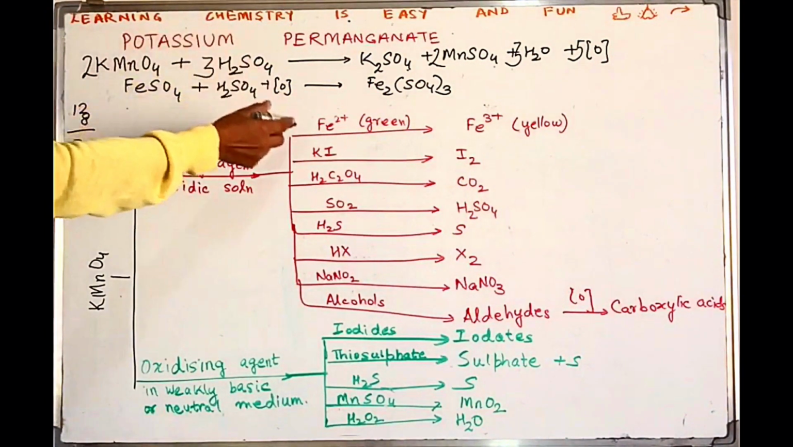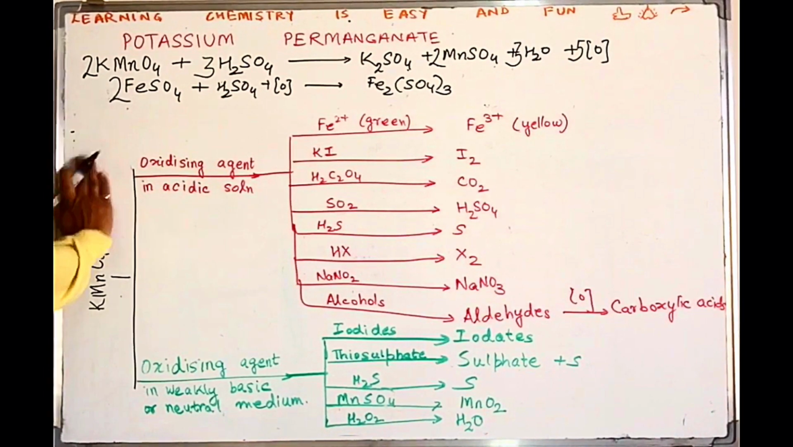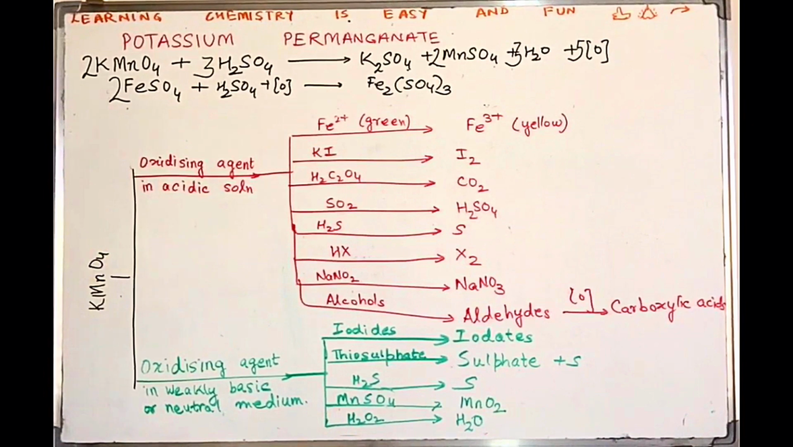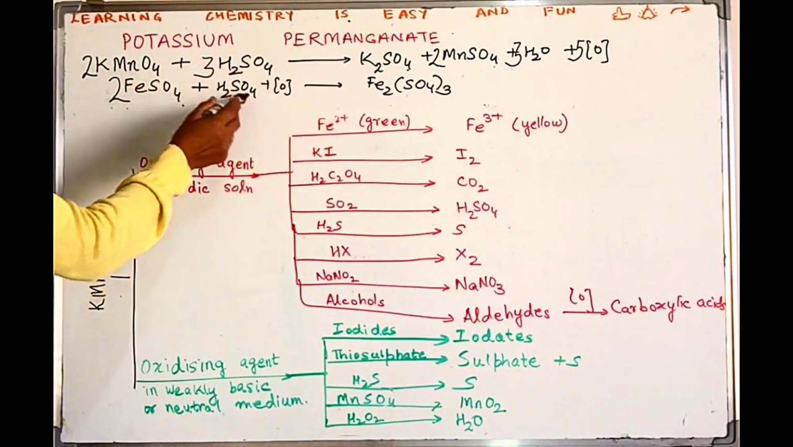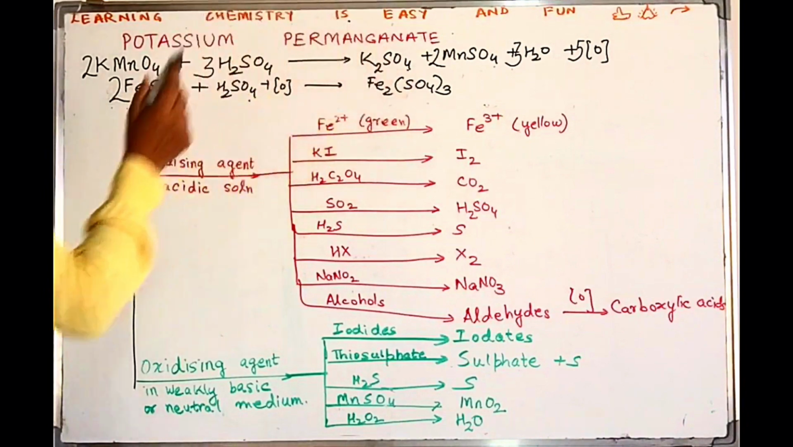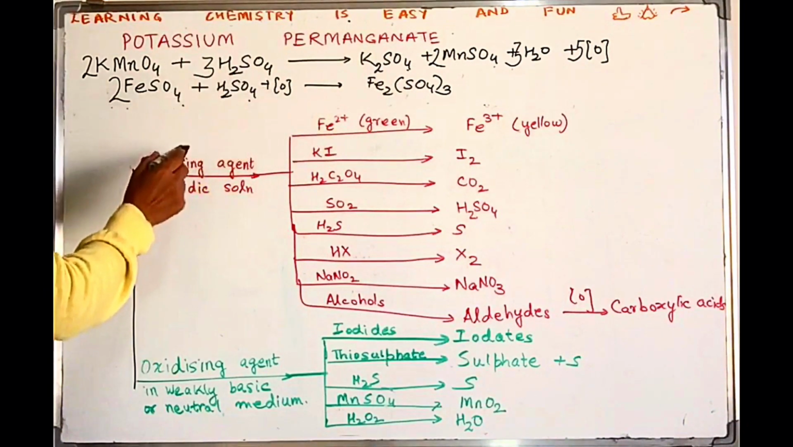Let us now balance the second equation as well. So we've got 2 iron. Let me remove this so as to avoid confusion. 2 iron, 2 iron. Sulfate is 2 plus 1, 3, 2 plus 1, 3 over here. And is the oxygen balanced?